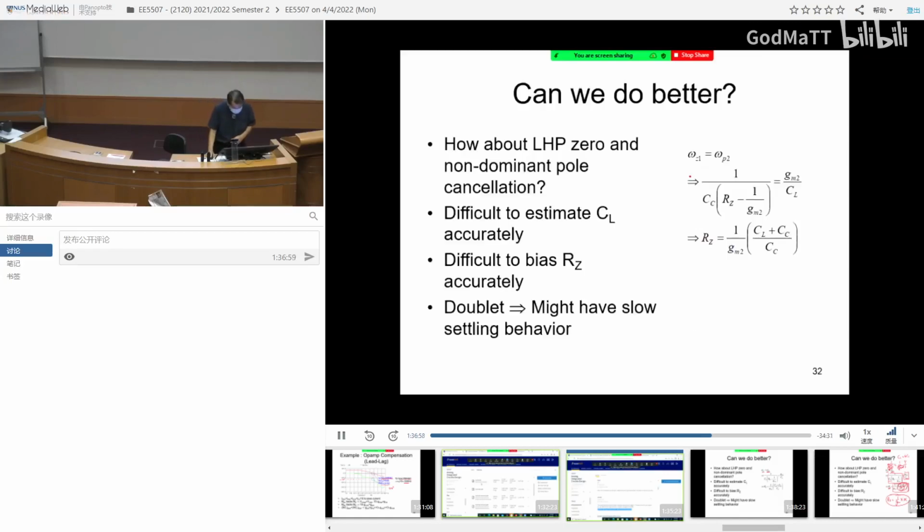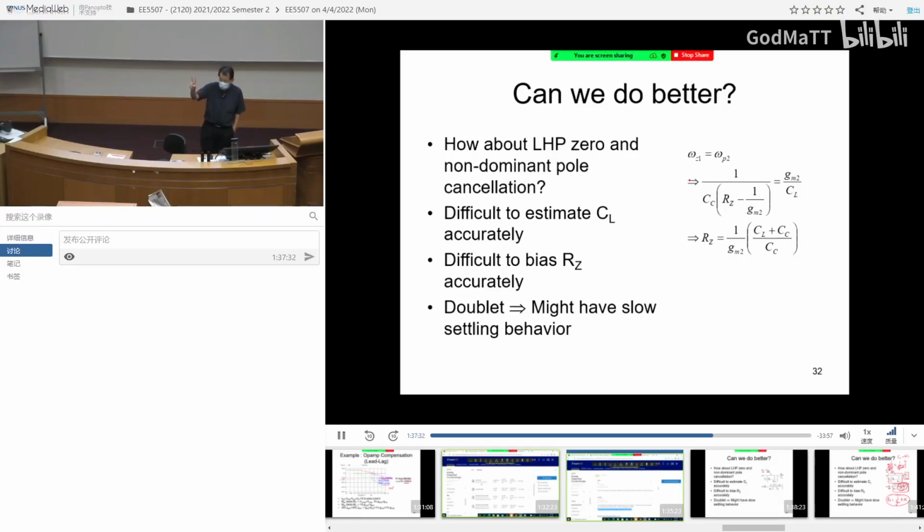Now, can we do better? If you think carefully, if I'm able to cancel the zero, that's good. But if I move the zero to the left half plane, that can help contribute phase lead. But what if I choose the zero in such a way that it exactly cancels away the non-dominant pole? Will it be even better?